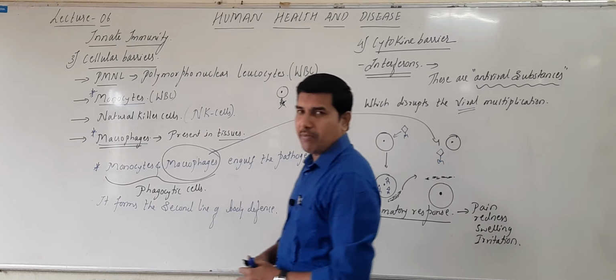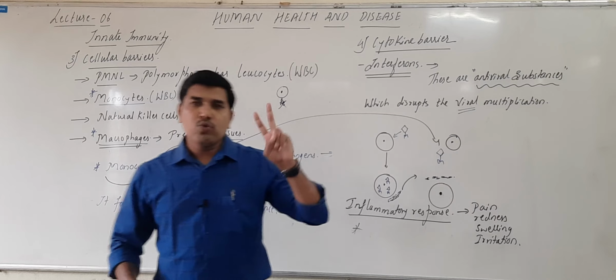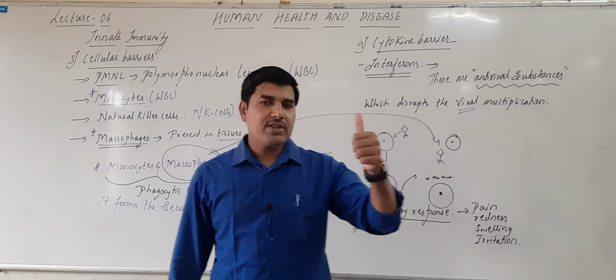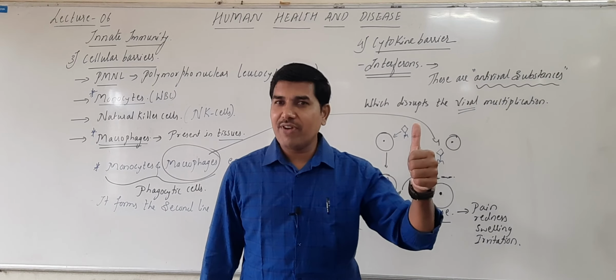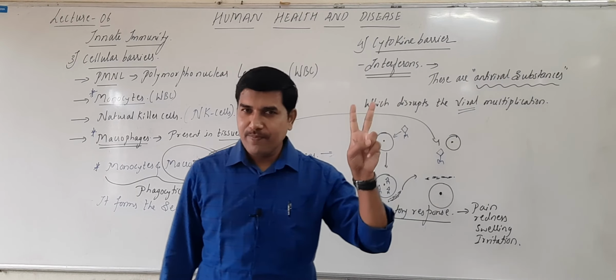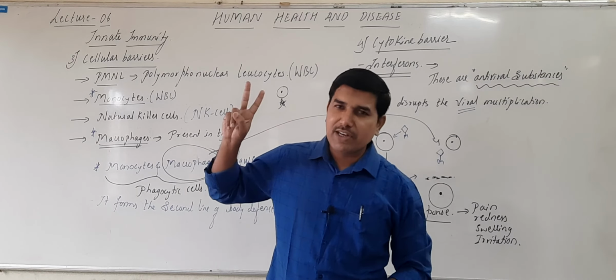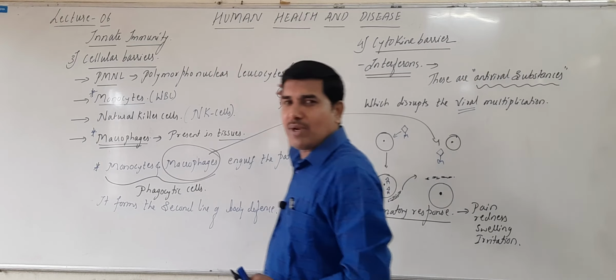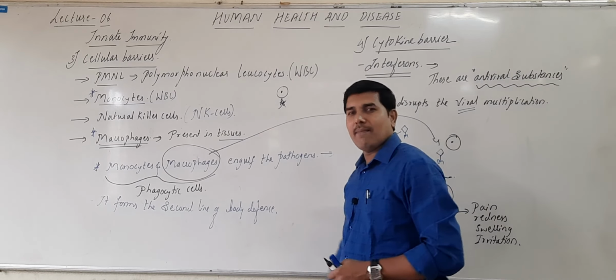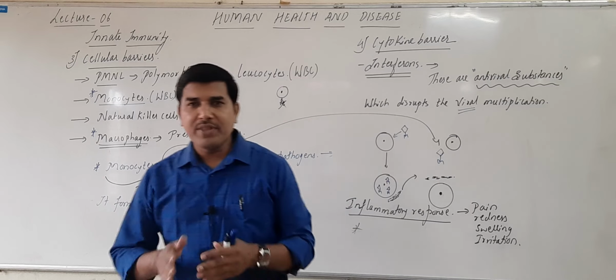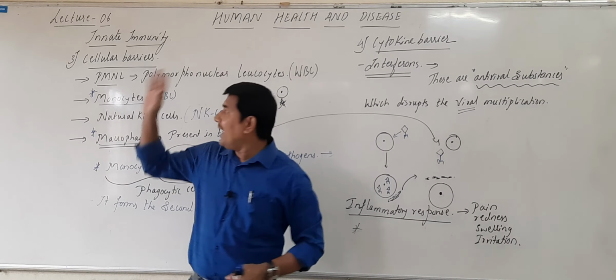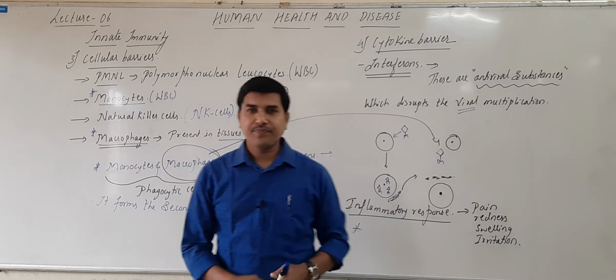That means, remember, in innate immunity we have two body defense mechanisms. The first is the first line of body defense, which includes two types: physical barrier and physiological barrier. The second line of body defense includes the cellular barrier as well as the cytokine barrier. Okay, so with this we are going to end innate immunity.